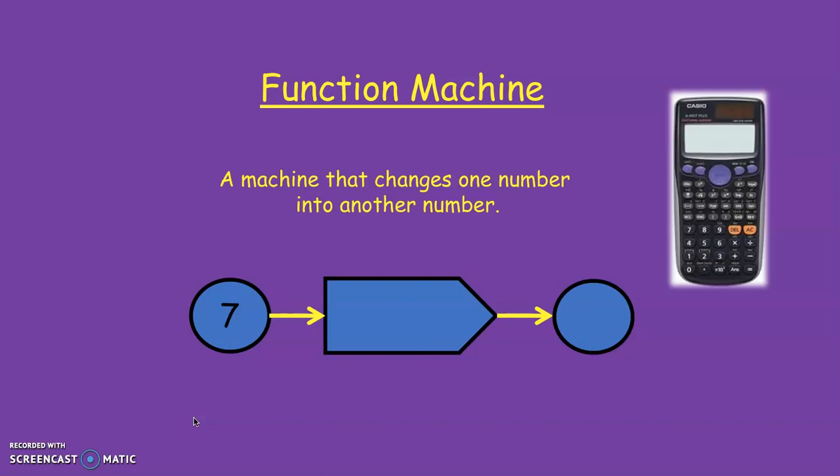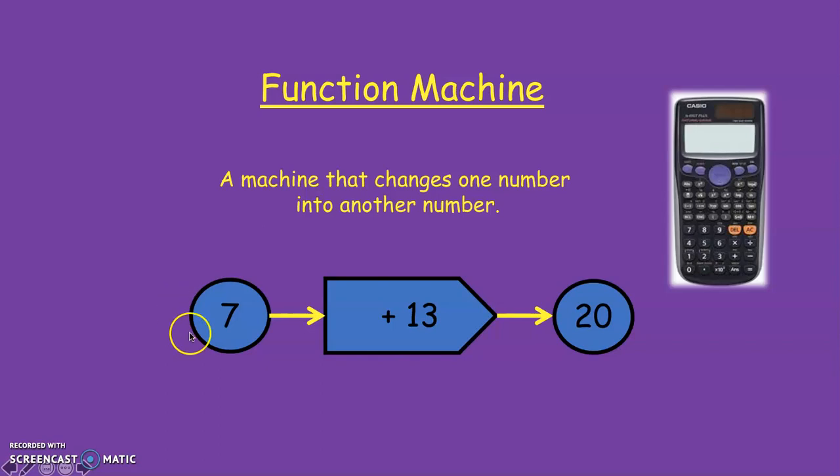So, with our function machine here, we're starting here. Our number that we're starting with is the number 7. That's our input number. That's the number we're putting into our machine. When we put it into the machine, our machine is going to add 13 onto it. So what comes out of our machine is this end circle here. So 20 will come out of our machine. So I put in 7, I added on 13, so therefore 20 came out of the machine. Okay, this is a basic example of a function machine.